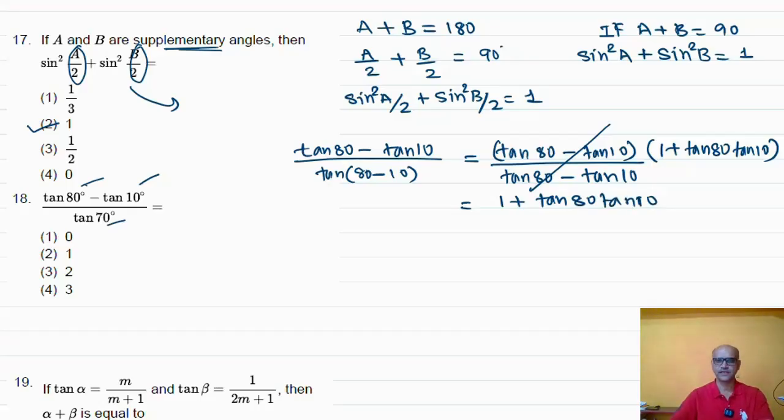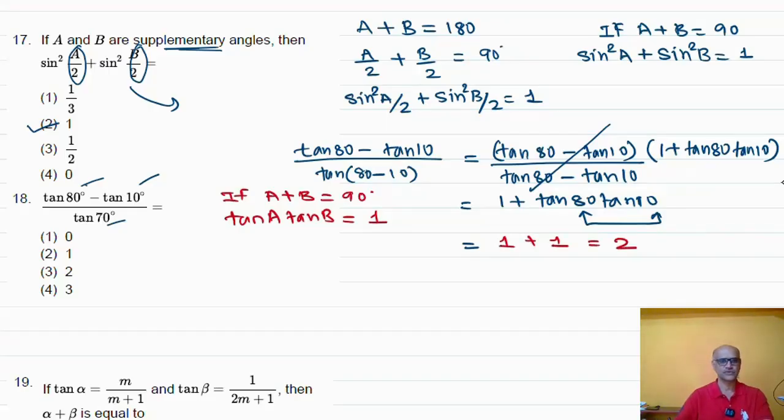Again if you observe here, if the two angles add up to 90, then this will be equal to 1. That is, if a plus b is 90, then tan a into tan b is equal to 1. Write this hint down again. If the sum of two angles is 90, a plus b is equal to 90, then tan a into tan b will always be equal to 1. So if you apply here, it will be 1 plus 1, that is 2. So 2 is our answer, under option 3. That is, option 3 is our answer.